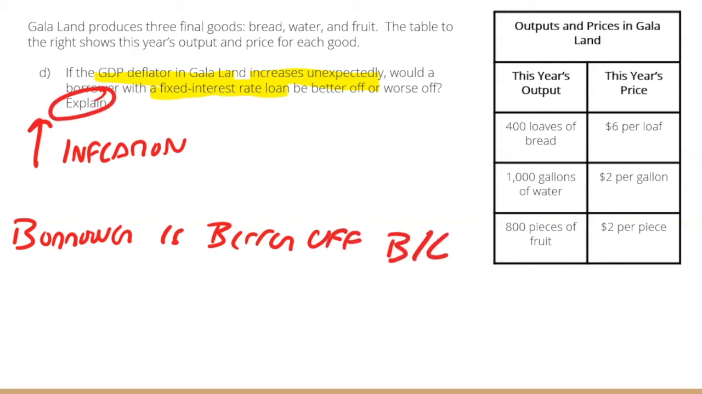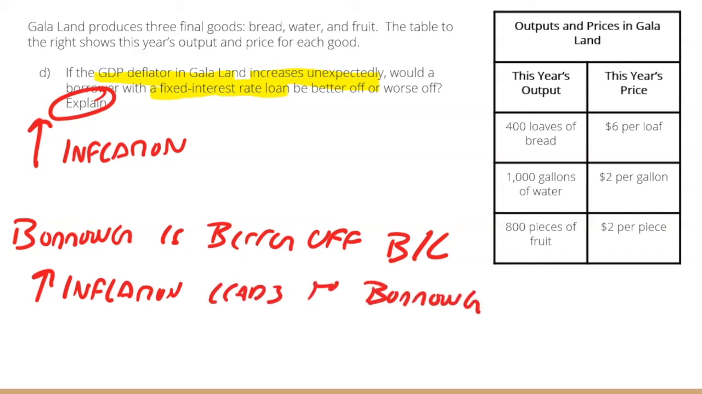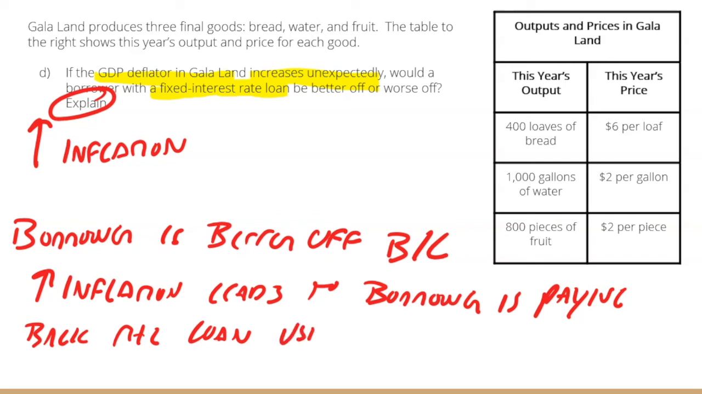The borrower is better off because higher inflation leads to the borrower paying back the loan using fewer real dollars. And remember, you want to write with better grammatical structure than I am. The borrower is better off paying back a fixed interest loan if there's higher inflation, because with higher inflation, the borrower is actually paying back less money.